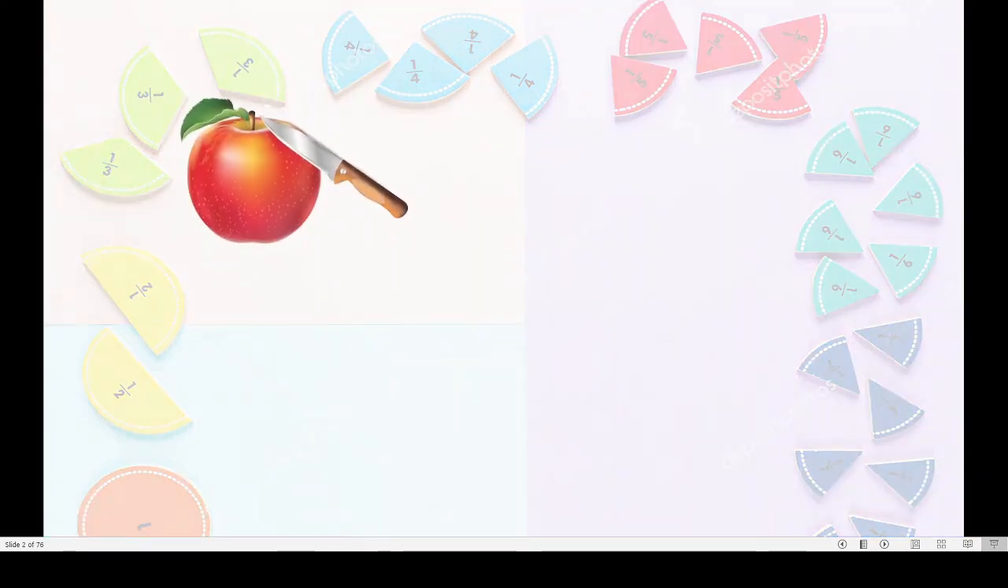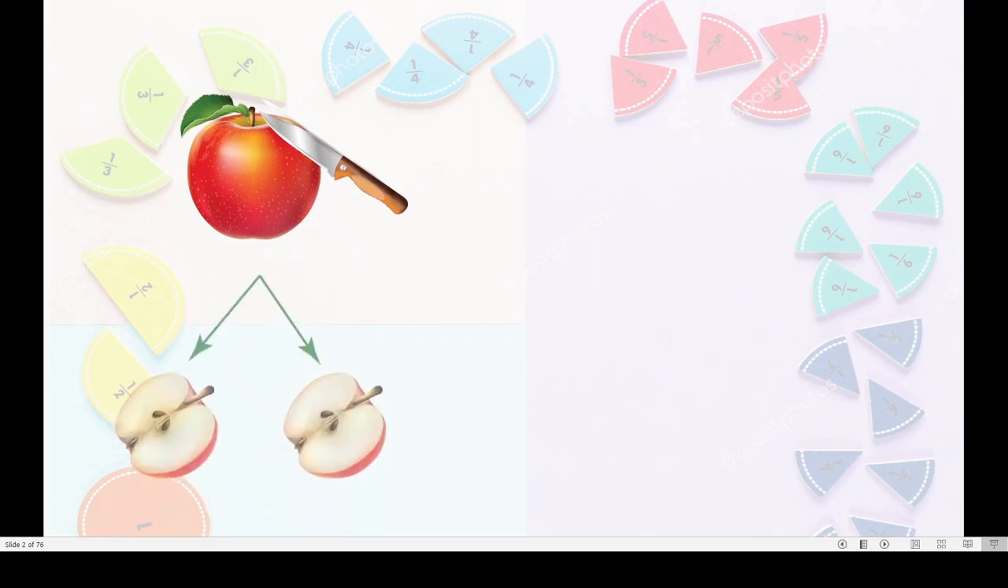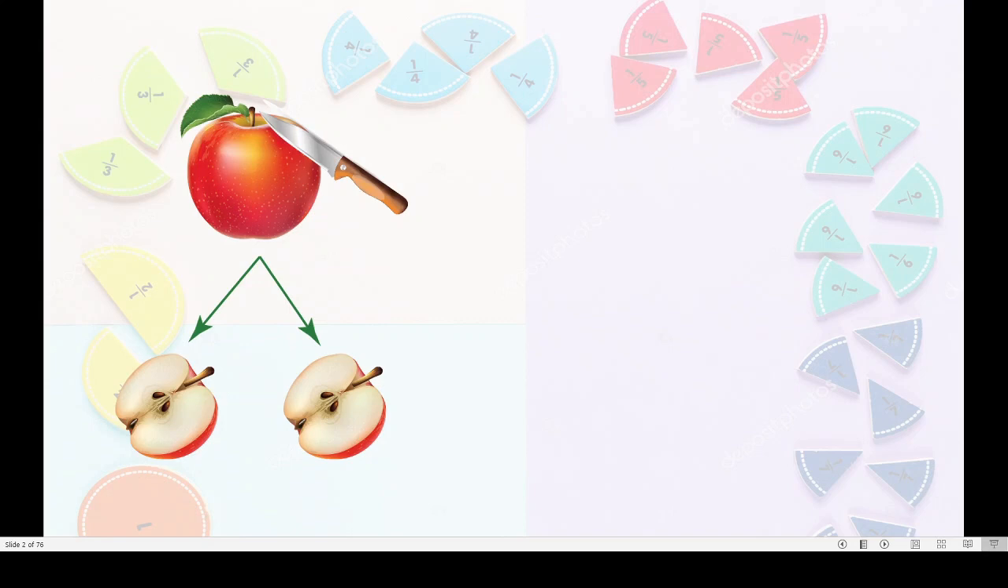You can see here an apple, isn't it? We will cut this apple into 2 equal parts. That is nothing but half, isn't it? From one whole we get 2 halves, right? 2 half parts from one whole. These are called half parts, right?